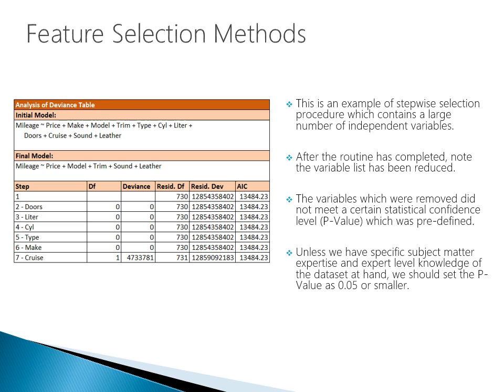Unless we have specific subject matter expertise and expert-level knowledge of the data set at hand, we should set this p-value as 0.05 or smaller. So when it comes to these automated selection procedures, let's try to align our processes with statistically sound research. We don't have to. We can change and flex these parameters as we see fit. But if we're just starting out and learning how to use these models, let's start with 0.05.